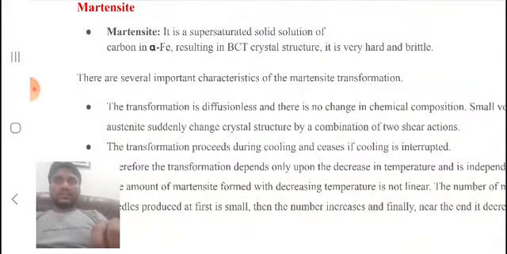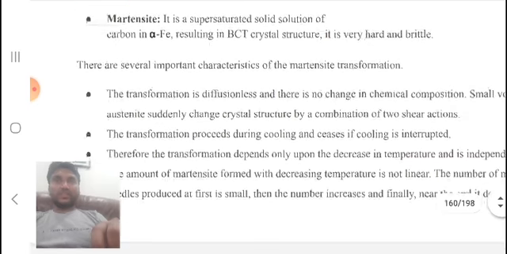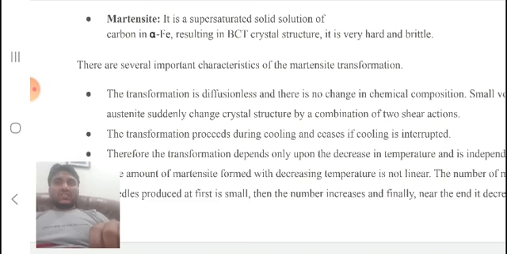So martensite is a supersaturated solid solution of carbon in alpha iron, resulting in a BCT crystal structure. It is very hard and brittle. There are several important characteristics of the martensitic transformation.